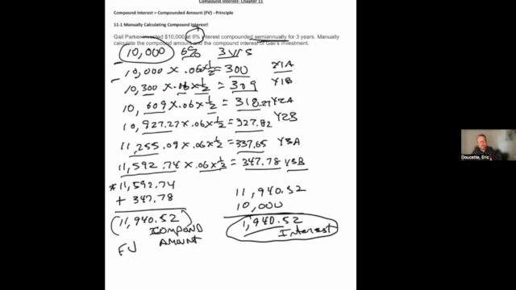Each time that you do it, you compound it on the new principal or the new balance, and then you compound it again, add the interest to the balance, compound it again, add the interest to the balance, and that's compound interest. And that's how it works manually. Now we're going to show you how to do it using the chart.